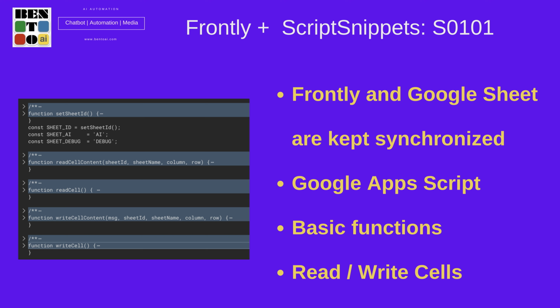Then, we looked at how we can put new details or make changes in the sheet. This makes sure our sheet is always up to date. In simple terms, we learned how Frontly and Google Sheets work together. They share information back and forth smoothly, making sure everything matches and is kept current in both places.